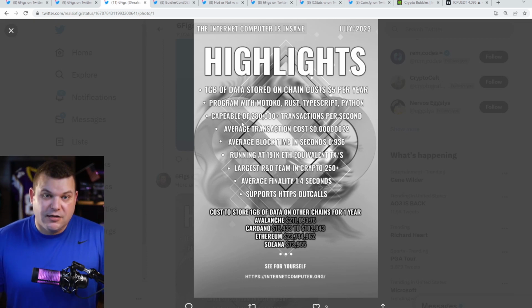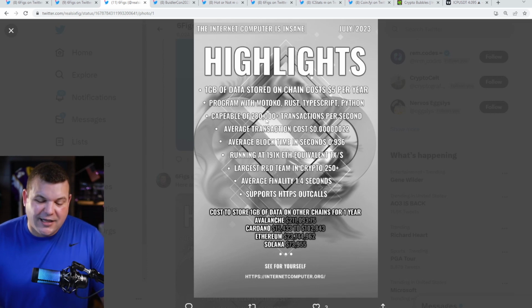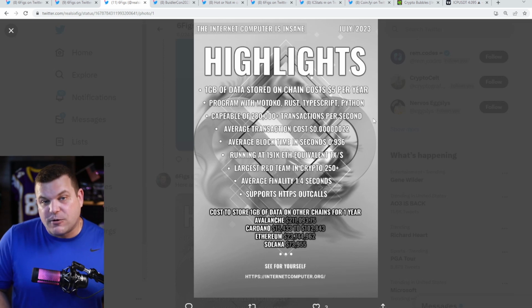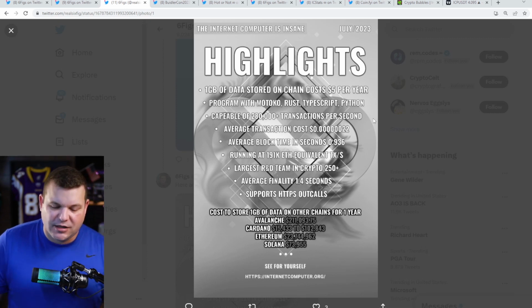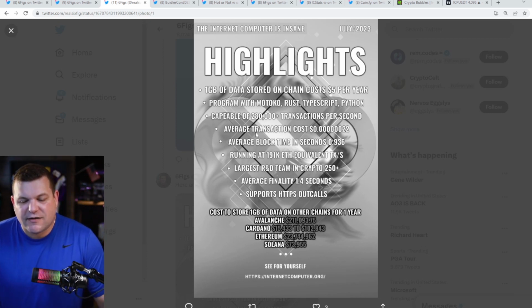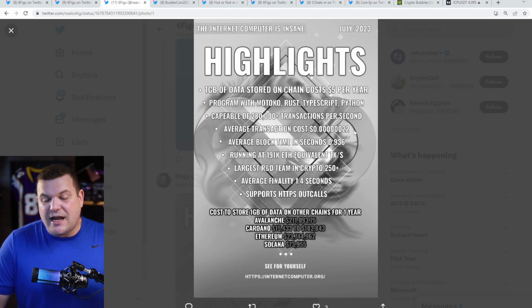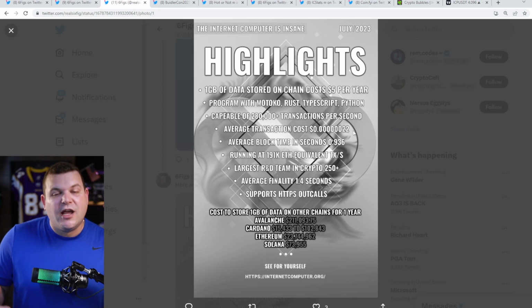Now, ICP is capable of 280,000 plus transactions per second, and there are claims by Dfinity that this number can grow as the network grows, as they continue to scale vertically. The average cost for a transaction is 0.0001 ICP, which is roughly 22 cents. It's basically nothing. So that is an extreme advantage if you're going to be doing high volume buying and selling, things like that. Average block time, under a second.